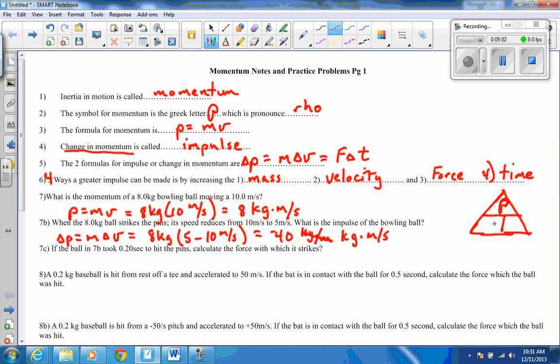Since impulse is force times change in time, if I want to find force, just cover up the F, and force then equals momentum divided by time. So I take my change in momentum of 40, divided by my change in time of 0.2, and that ends up giving you 200 newtons.